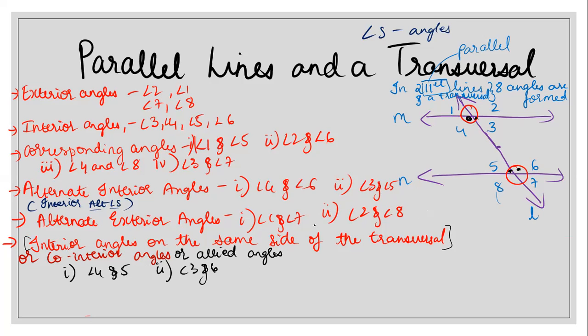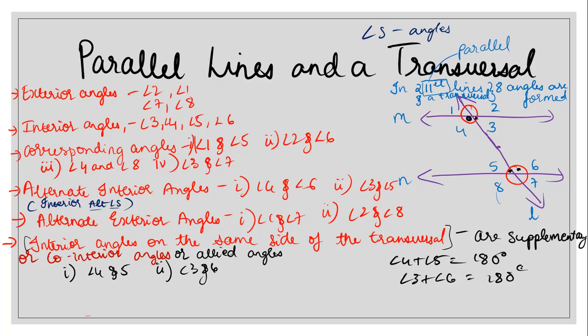And remember always, interior angles on the same side of the transversal are supplementary. That means angle 4 plus angle 5 will be equal to 180 degrees. Similarly, angle 3 plus angle 6 will be equal to 180 degrees. Remember that always. And anyways, we will be coming across that in our theorems as well. So no worries, we shall be seeing about that.